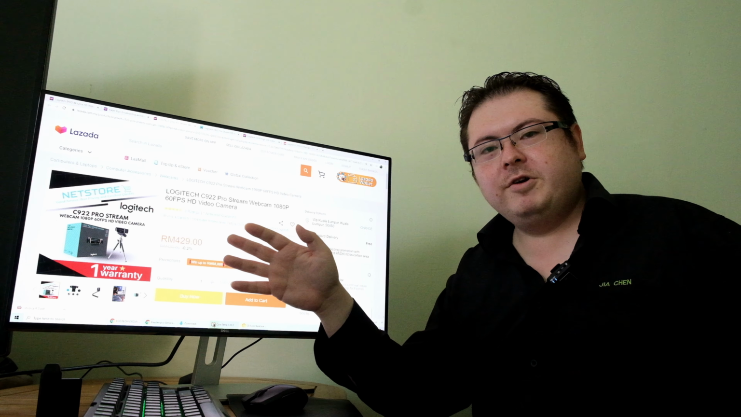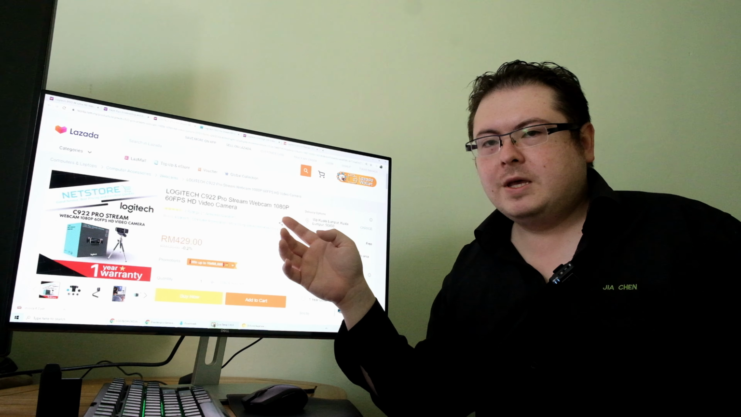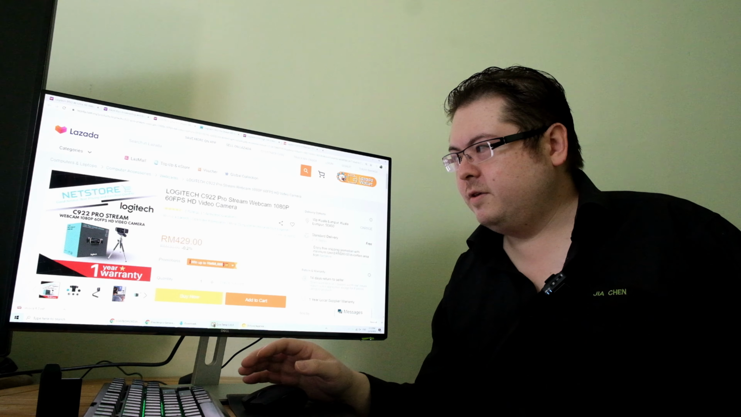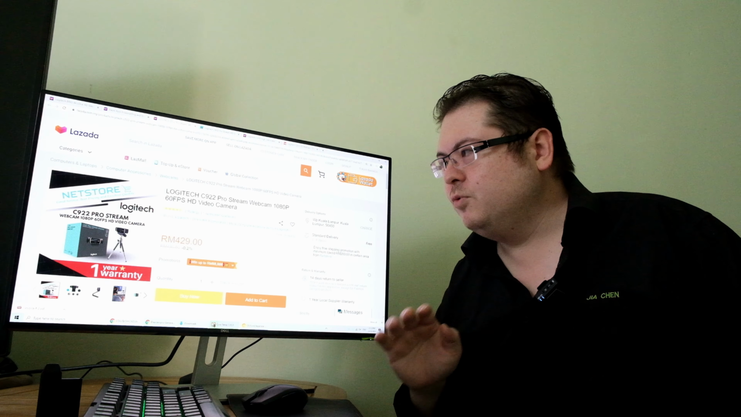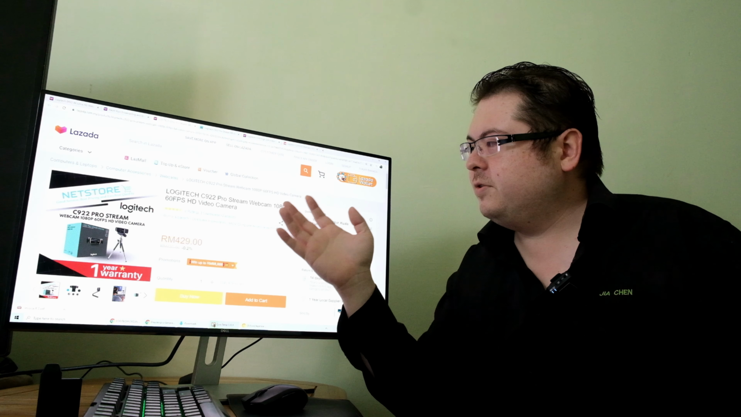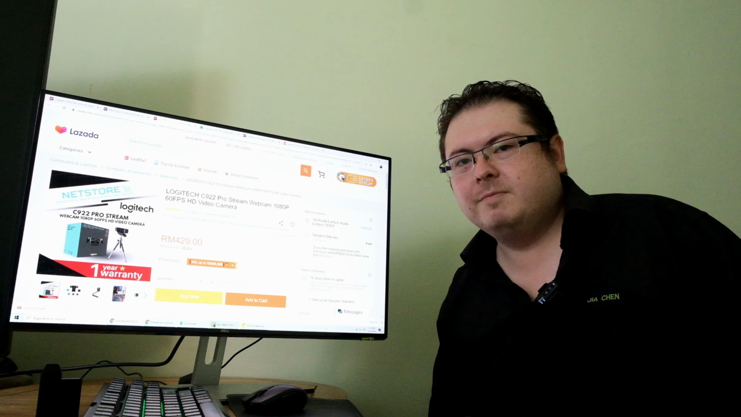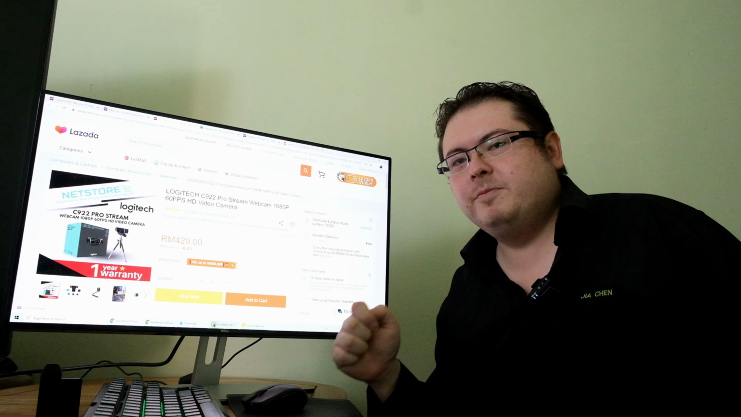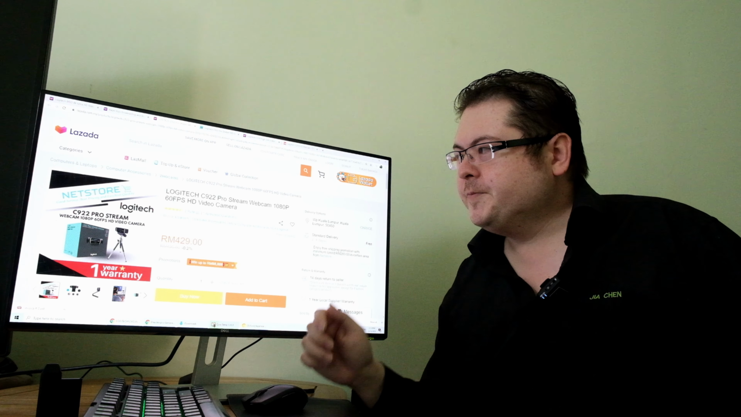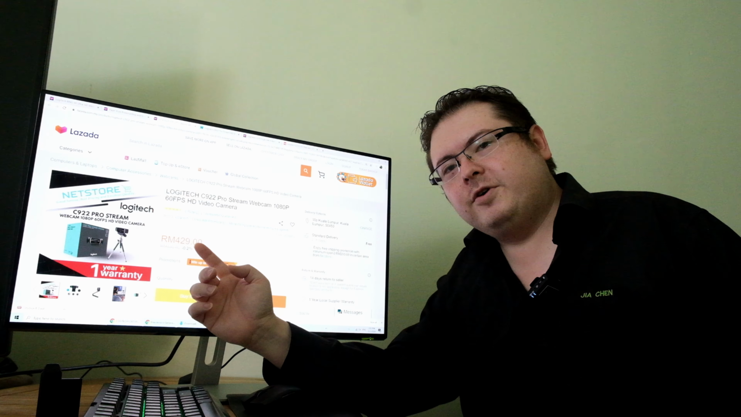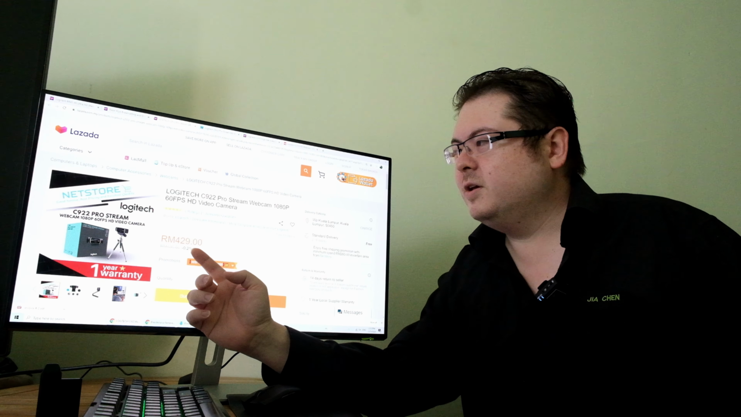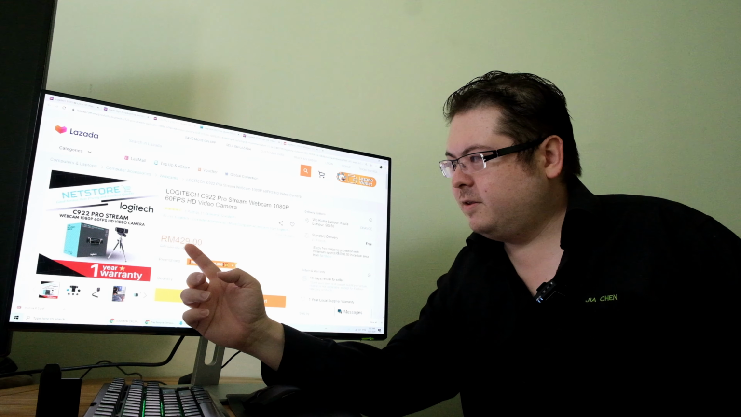So back to the 400 ringgit one. It will do 720, which is the standard nowadays, but at 60 FPS, which is much smoother. Also, because this can support a higher frame rate, the picture quality is better. The ISO is better, all the other things I mentioned earlier. Basically, you get what you pay for. For 429 bucks, you get a much better webcam at 60 frames per second.